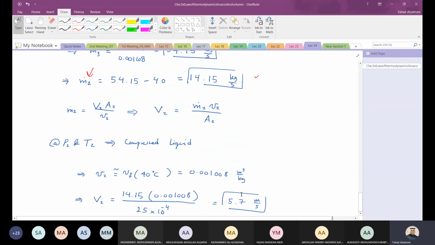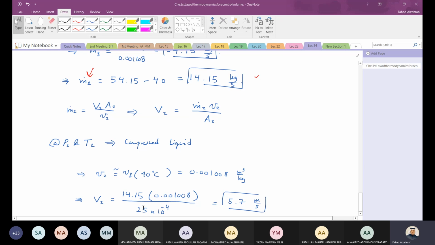That's it. Now how do you find V2, the specific volume at state 2? You go to your temperature, you have T2 and P2, you look it up and you find it's a compressed liquid, and you can approximate for compressed liquid using the saturated liquid data. So V2 can simply be approximated as Vf at 40 degrees Celsius, which is 0.01008. Okay, you put everything in the equation and you find the velocity at inlet 2.